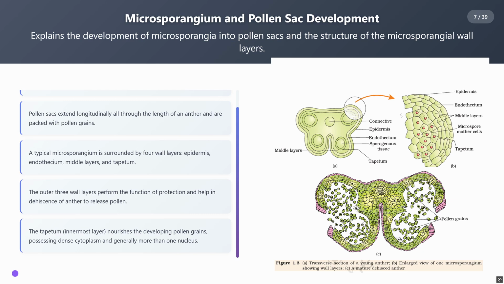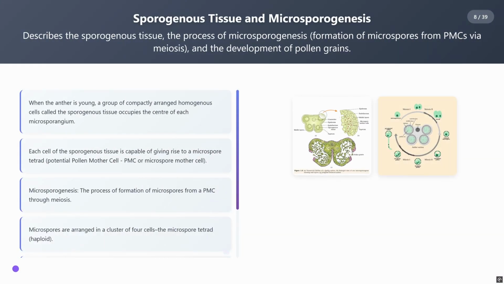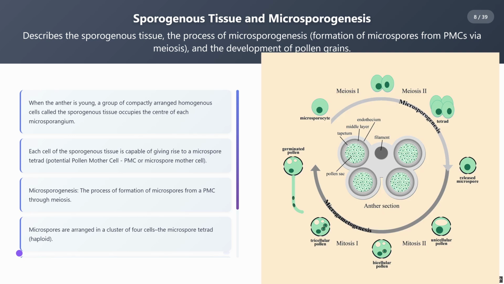These cells, the sporogenous tissue cells, are the ones that undergo meiosis, that special type of cell division, to form microspore tetrads. Each cell in this tissue is actually a potential pollen mother cell, or microspore mother cell. We call them PMCs. And the process of forming these microspores from a PMC through meiosis is what we call microsporogenesis. Meiosis, that's the division where the chromosome number gets halved, right? So the microspores in the tetrad are haploid.